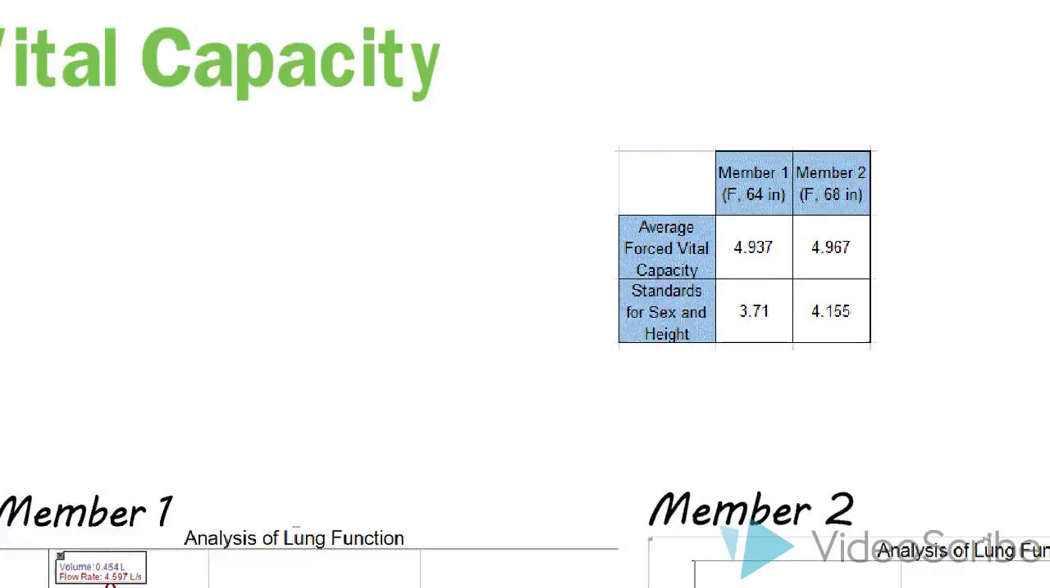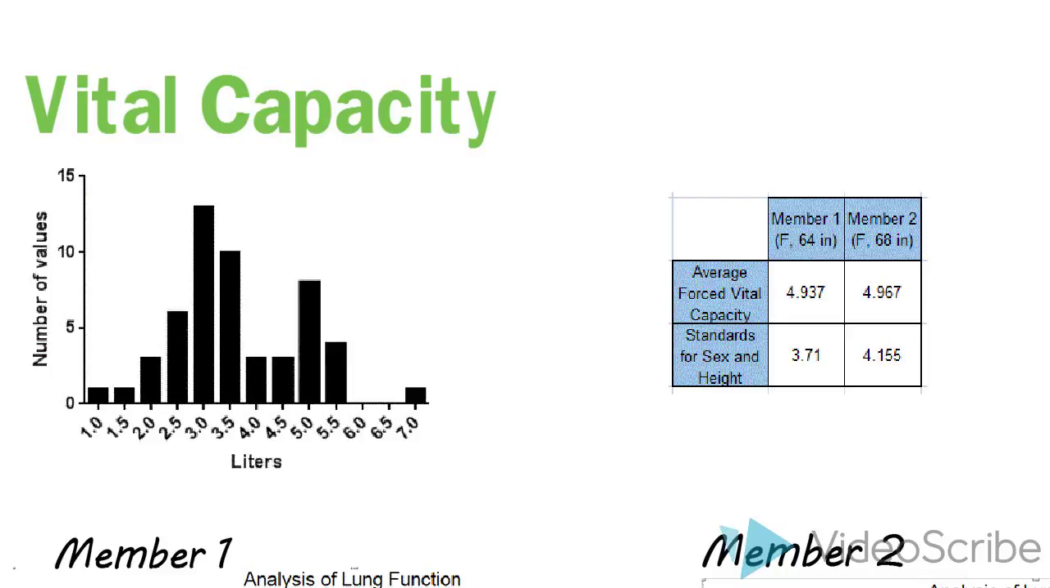Member 2 is a female who is 68 inches tall. According to the standards for height and sex, the expected forced vital capacity will be 4.155 liters. The average forced vital capacity in the experiment for member 2 was 4.967 liters. This is above the standard for specified age and sex, showing a higher forced vital capacity. This can be seen in the recorded graphs for the forced vital capacity each member obtained from Logger Pro.